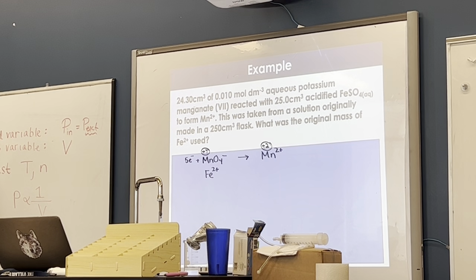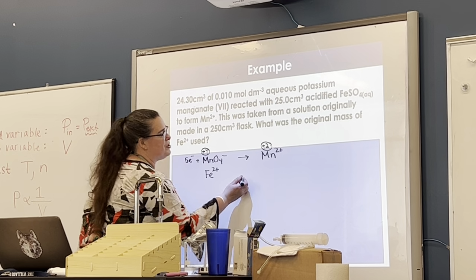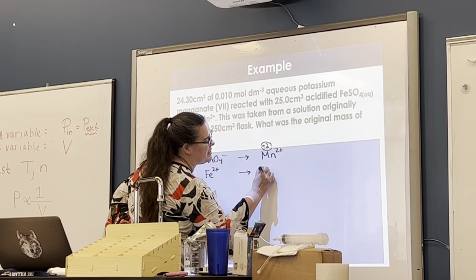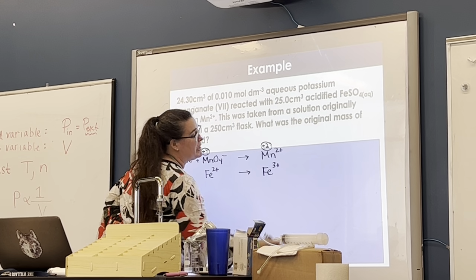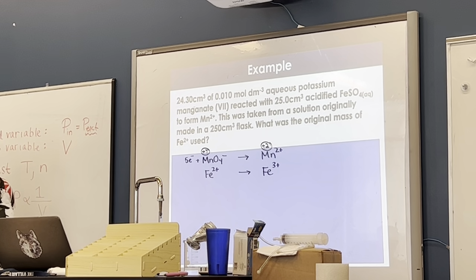Iron has to be oxidized, because if something's being reduced, something else has to be oxidized. Iron only has two common oxidation states: iron 2 and iron 3. There's actually a table in the data booklet that would help me with that.